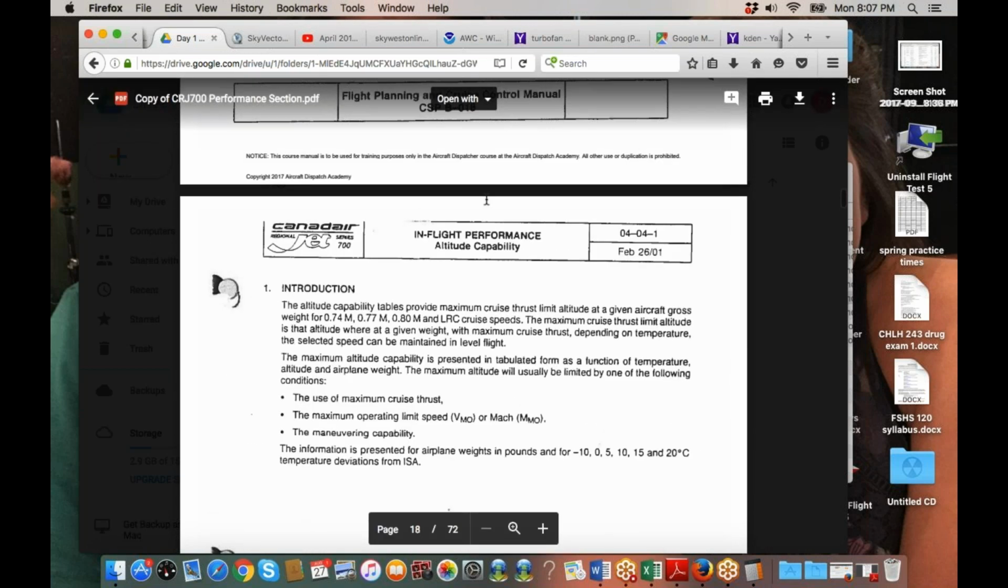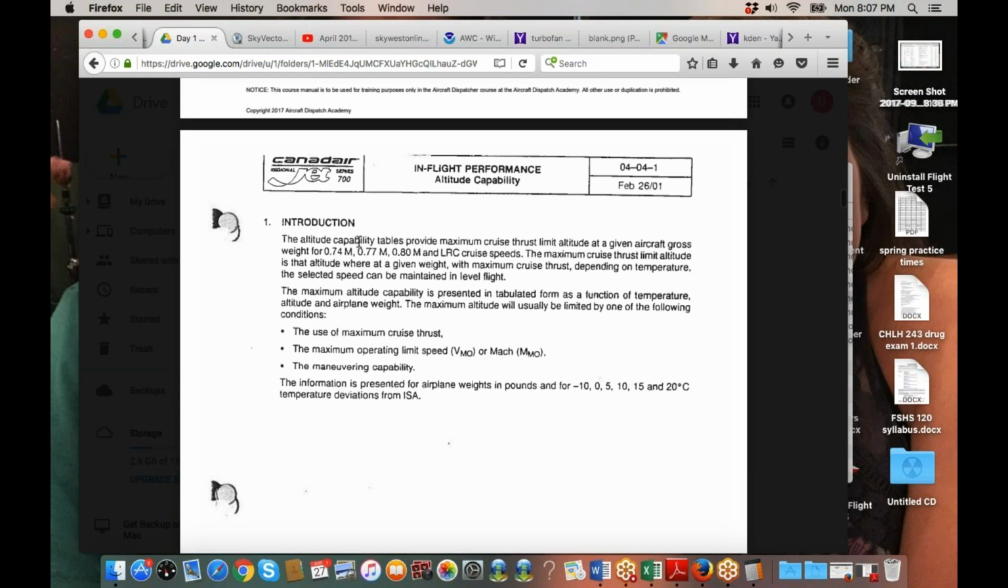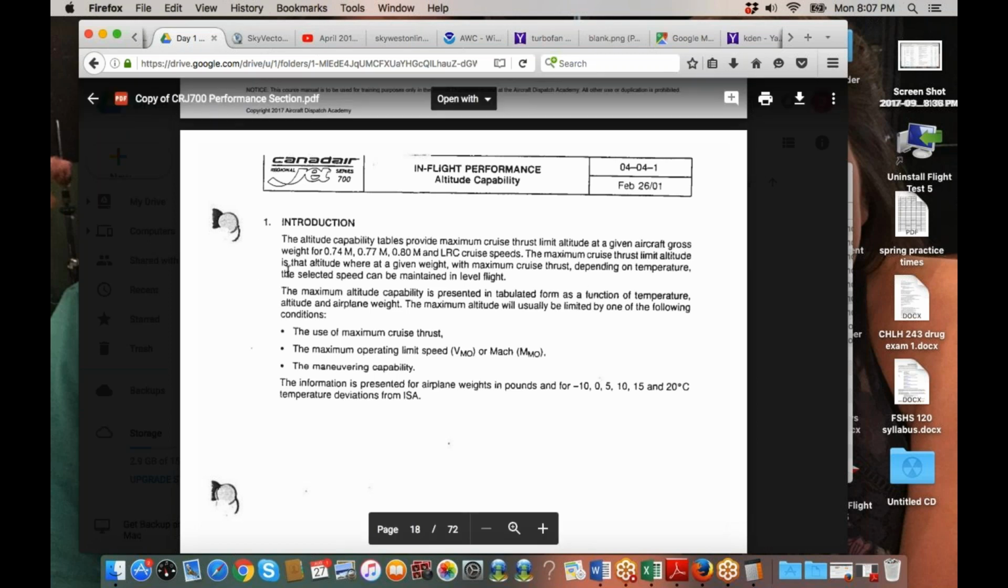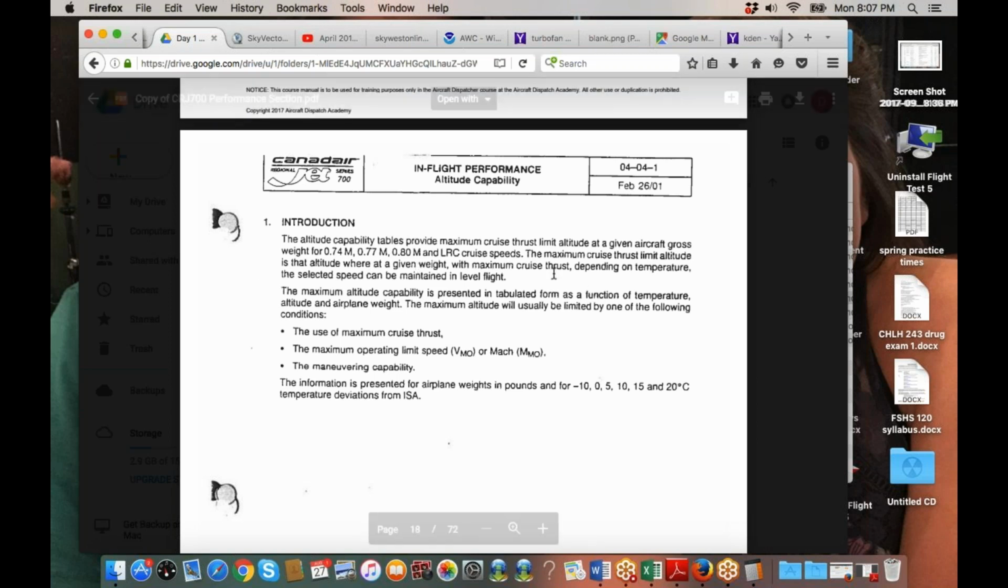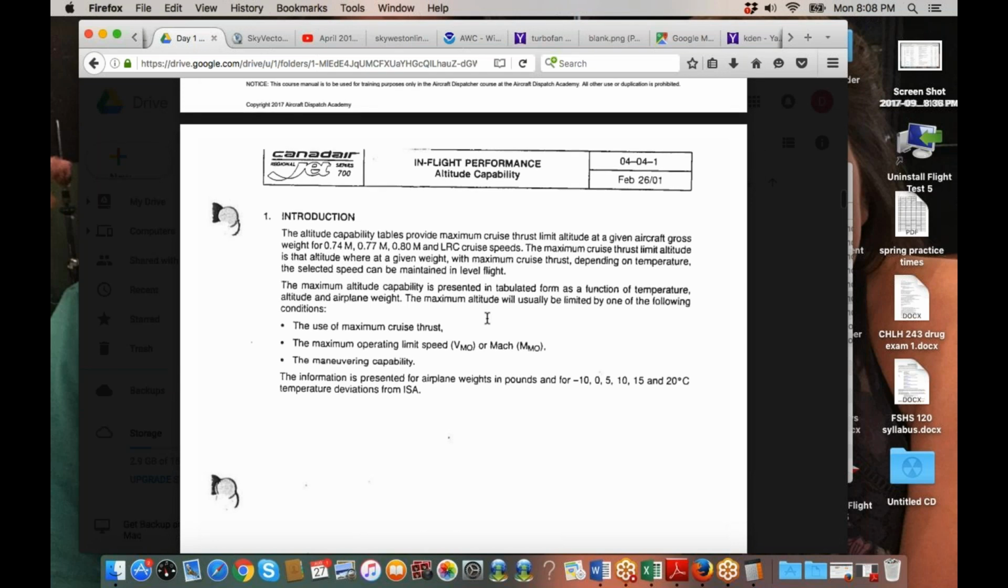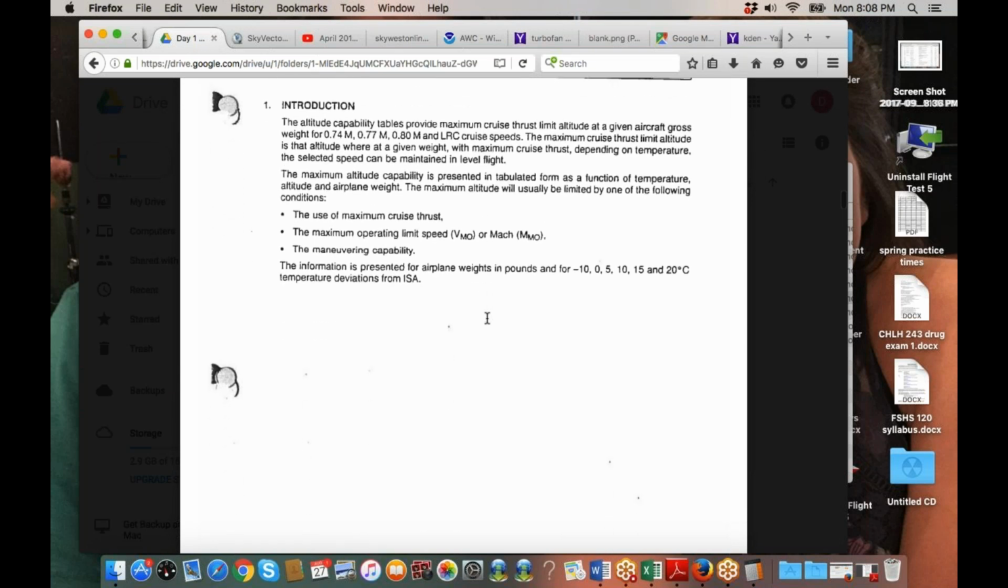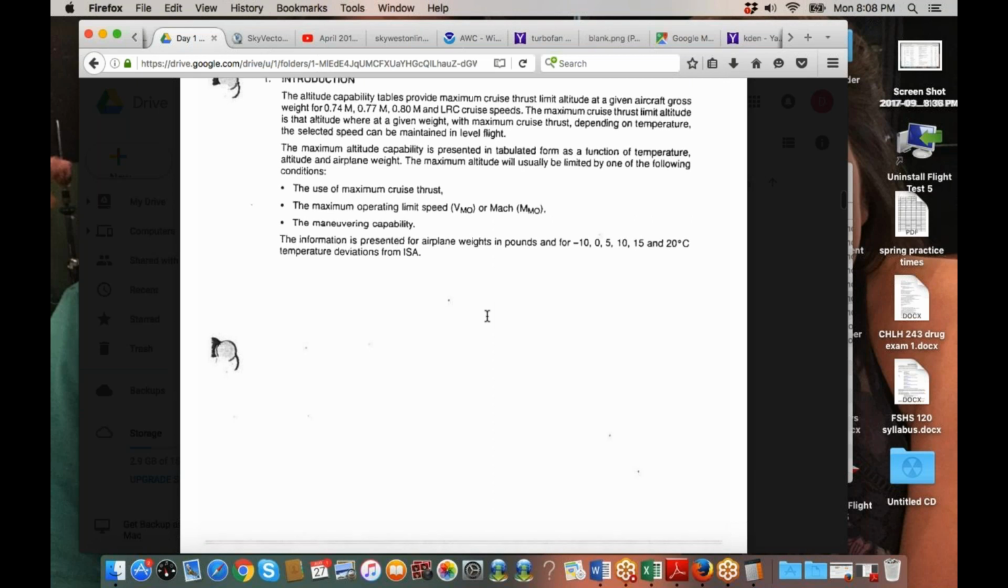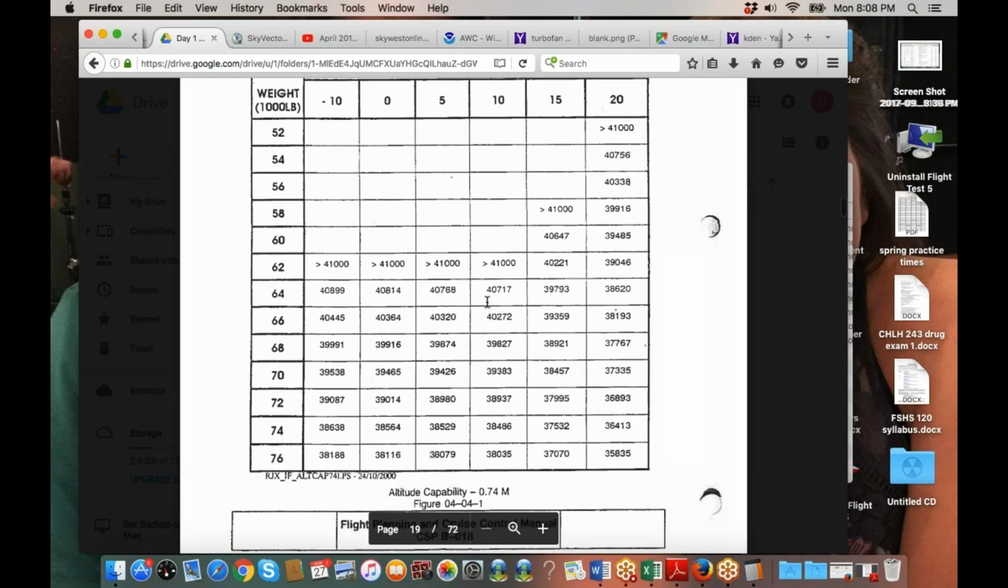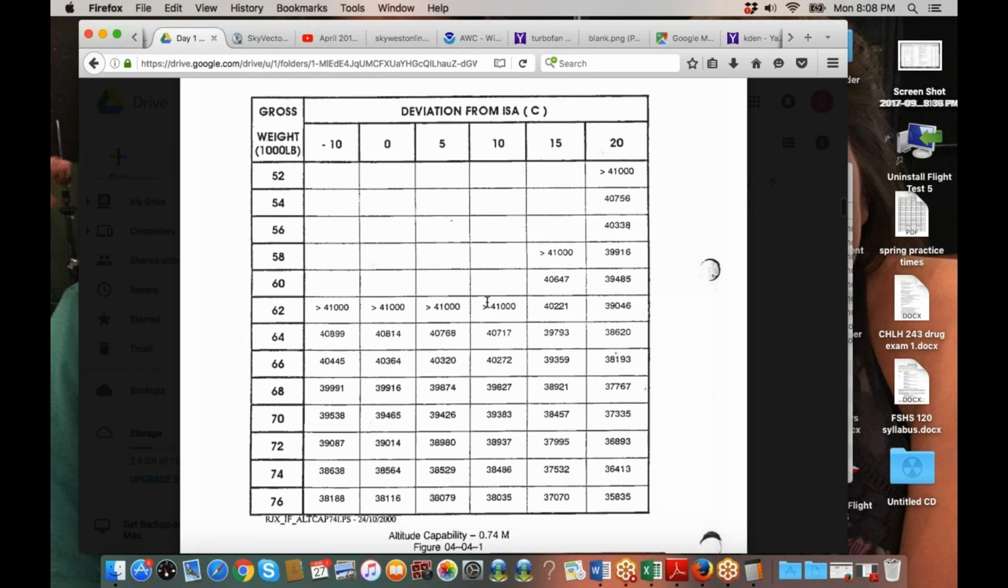These are the max cruise thrust. So the altitude capability tables provide maximum cruise thrust limit altitude at a given aircraft gross weight for Mach 7.4, all the speeds there. Max cruise thrust limit altitude is the altitude where a given weight with maximum cruise thrust, depending on the temperature, the selected speed can be maintained in level flight. So this is basically just with max thrust, what they can do in these planes.